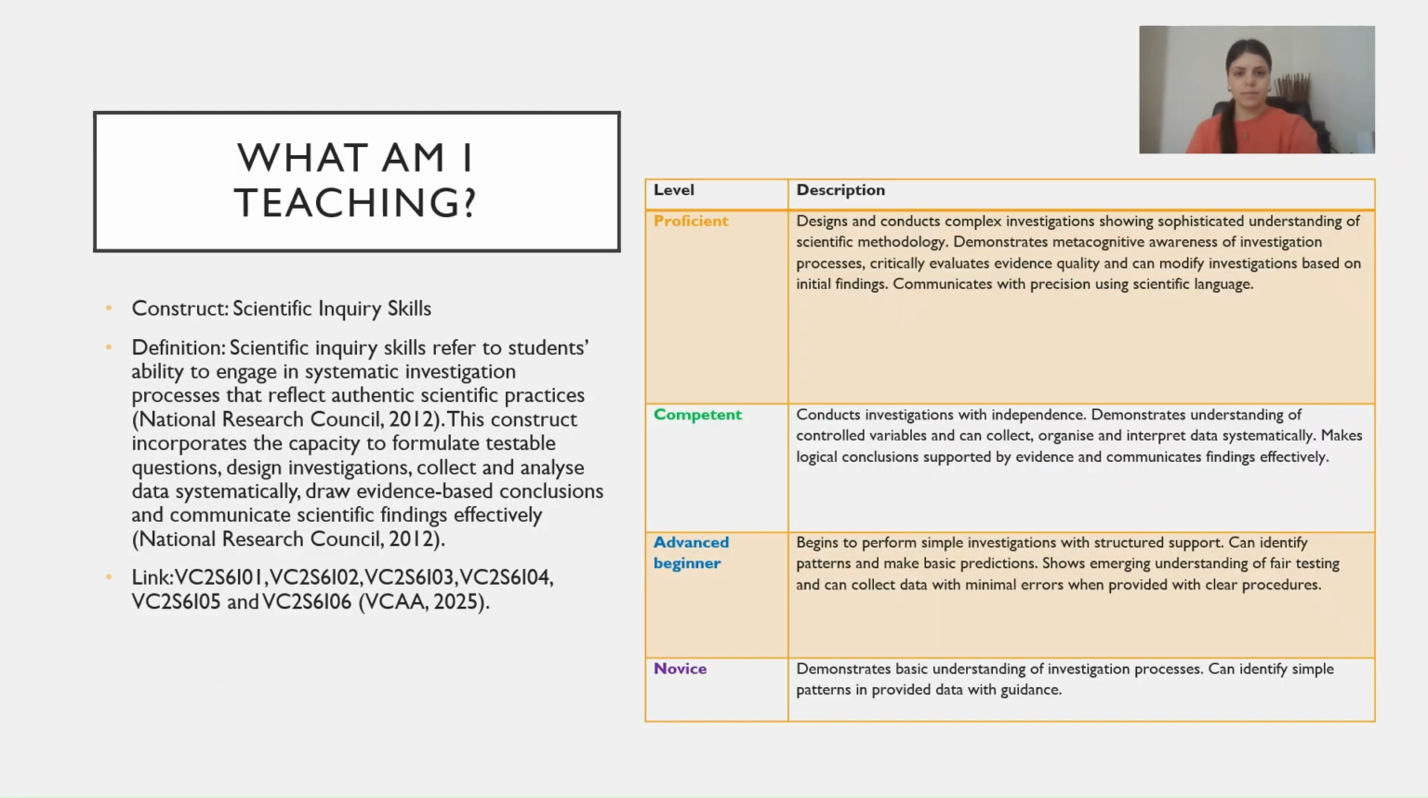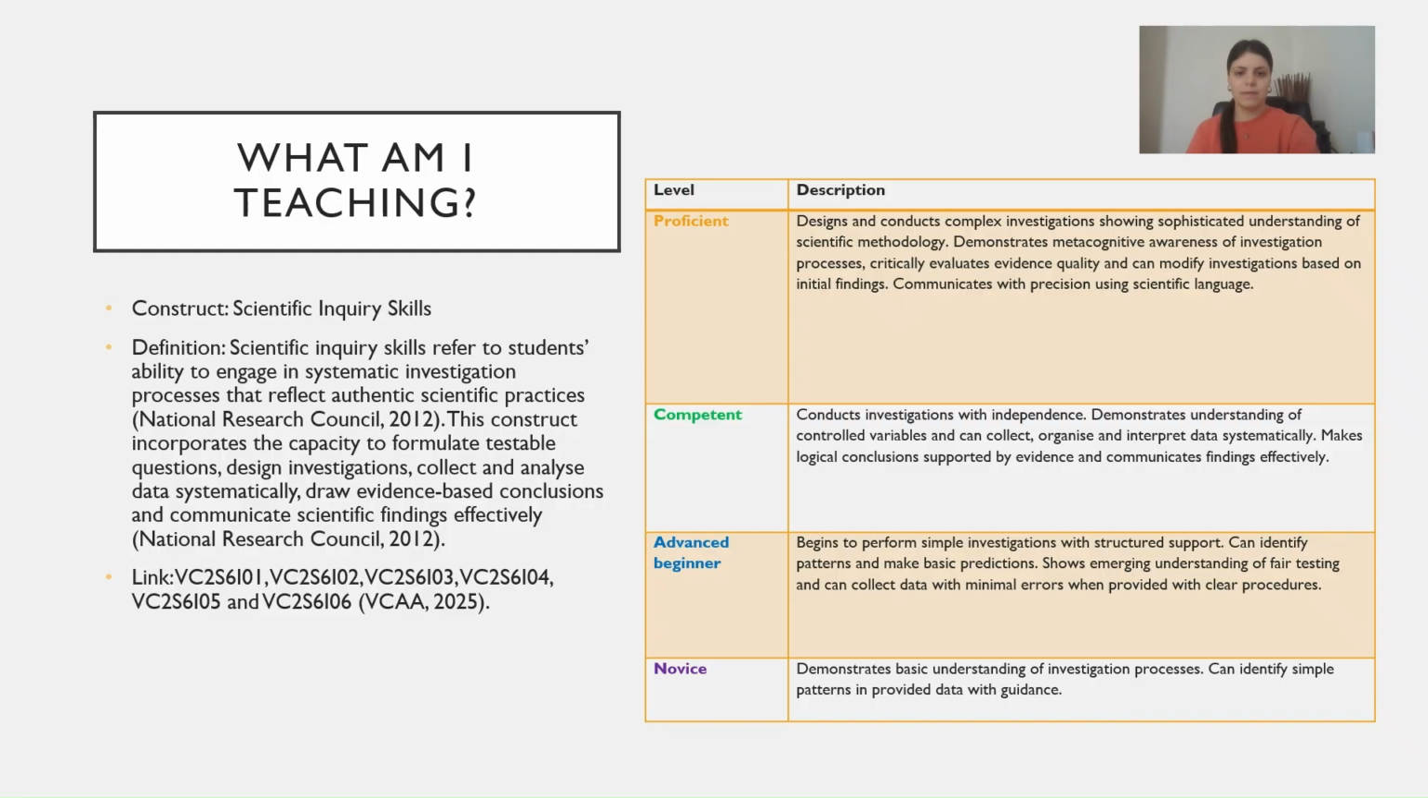The focus construct for this unit is scientific inquiry skills, which refers to students' ability to engage in systematic investigation processes that reflect authentic scientific practices as outlined by the National Research Council 2012. It incorporates skills such as formulating testable questions, designing fair investigations, collecting and analyzing data, drawing evidence-based conclusions, and communicating findings using appropriate scientific language and conventions. This construct aligns with the Victorian Curriculum Content Descriptors VC2S6I01 to VC2S6I06, which collectively guide the development of questioning, planning, conducting, analyzing, and communicating in science.